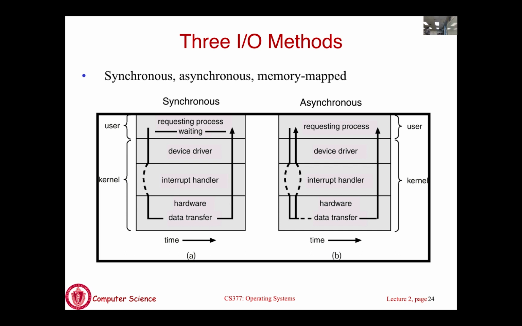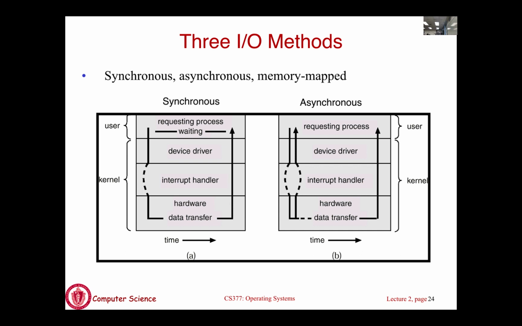But until that point, the process is just blocked. It is not doing anything. That is what synchronous means. Synchronous is a synonym for blocking in this case. So, this is blocking I/O. The other way to do it, which is shown here, is asynchronous. And as you can imagine, that means non-blocking.